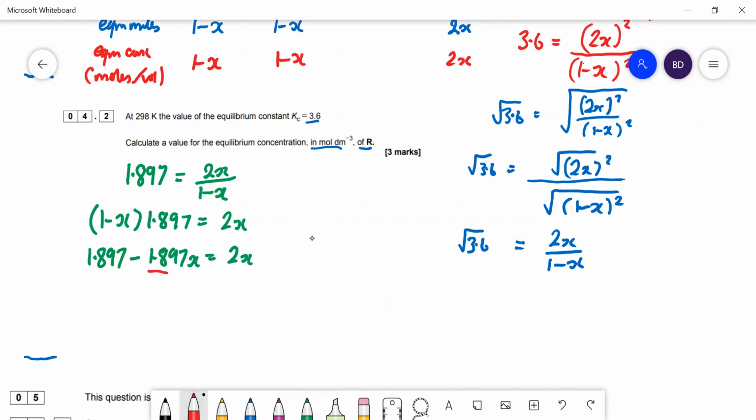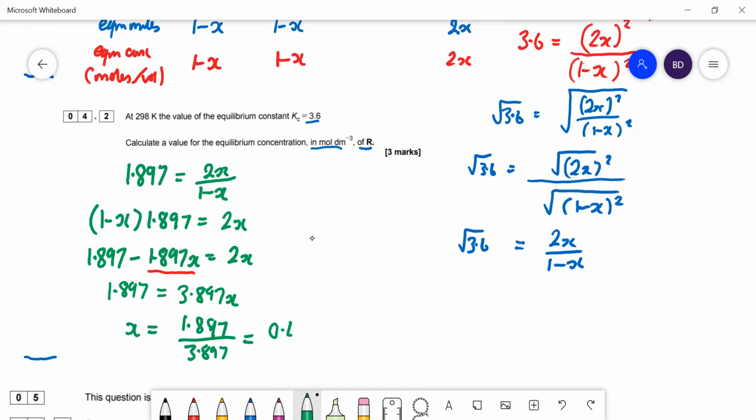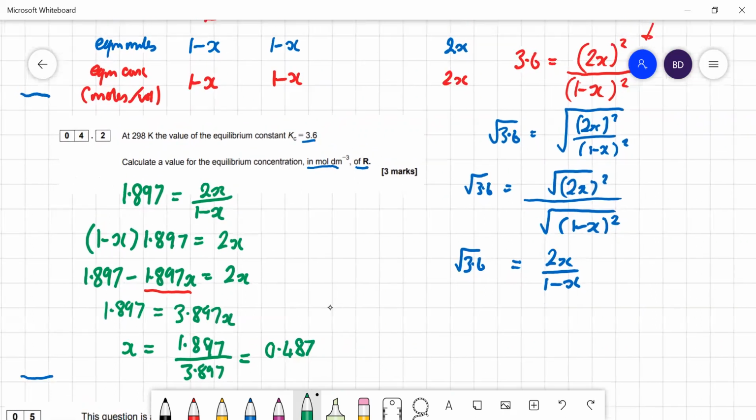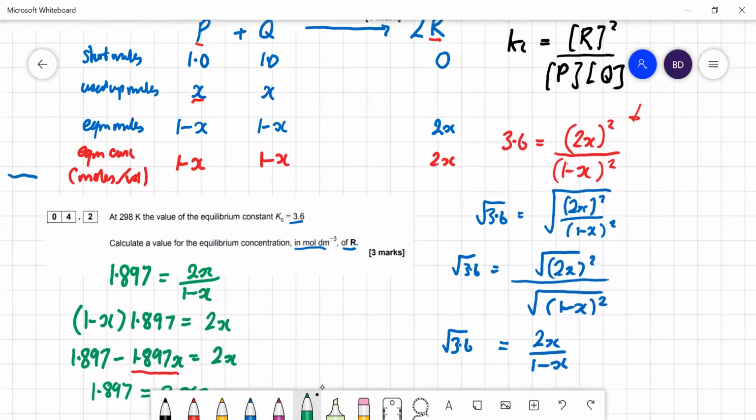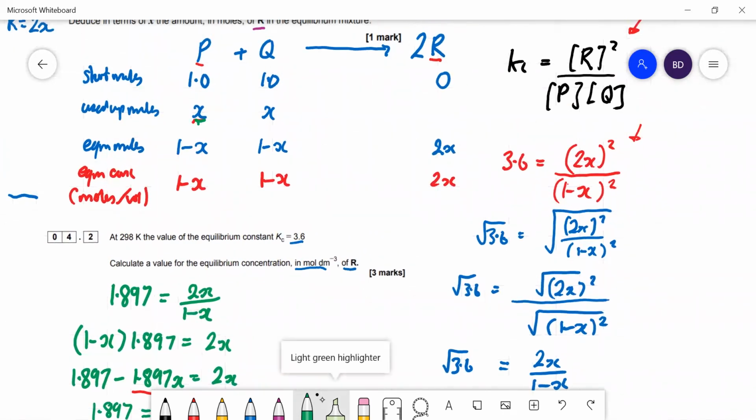Take that onto the other side of the equation. We get 1.897 is equal to 2X plus that, which gives us 3.897X. So X is equal to 1.897 divided by 3.897, which is equal to 0.487. And then you heave a sigh of relief that it is less than 1, because it's got to be less than 1. If you look, what is X? It's the amount of P you've used up, and you started off with 1.